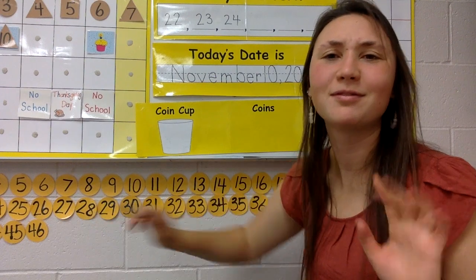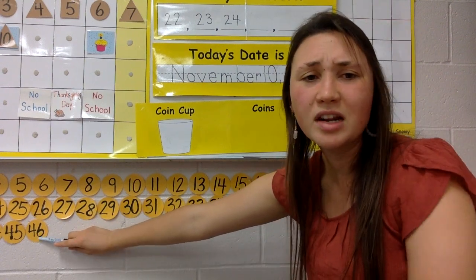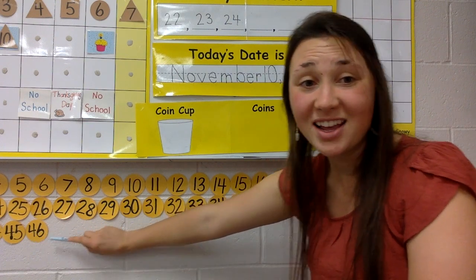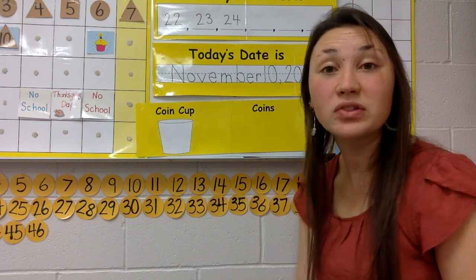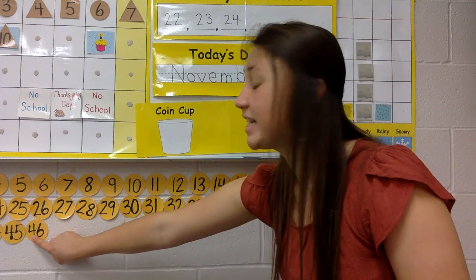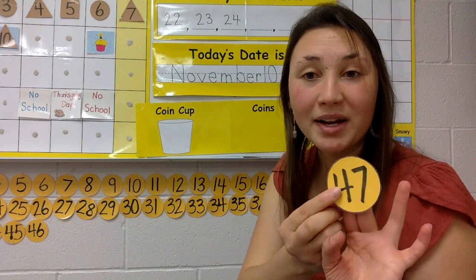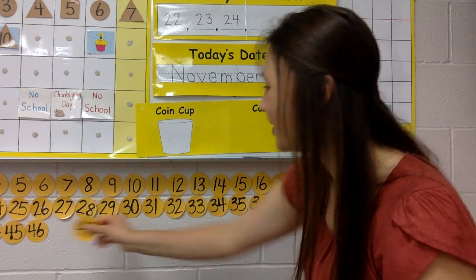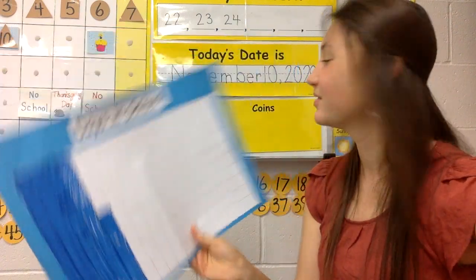Days in school. Final answer. What comes after 46? Yesterday we had 46 days in school. Today we're going to have 47. Yeah, if you said 47, you are correct. The tens place stays the same, and the ones place goes up 1 to make 47. A 4 and a 7 makes 47. Okay, since you are not here, I will quickly fill in the 47th square in our days in school chart.